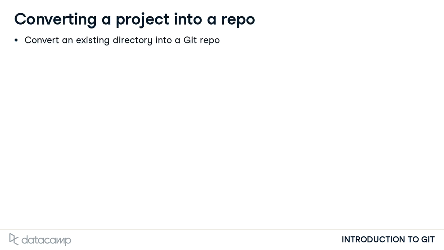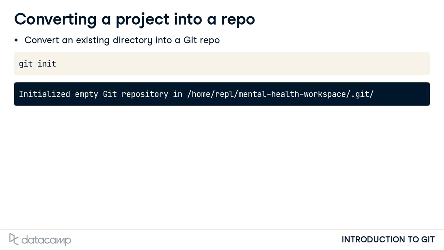Let's look at how to convert an existing project into a repo. Let's say we started working on the Mental Health in Tech project without first creating a new Git repo. We can convert the existing directory to a Git repo by executing git init without providing a directory name. We run the command from our project directory. The output confirms that an empty repo has been created and provides the location.